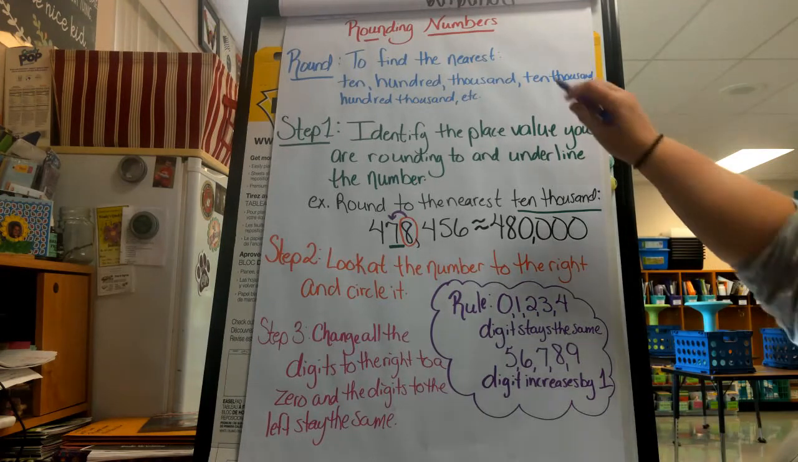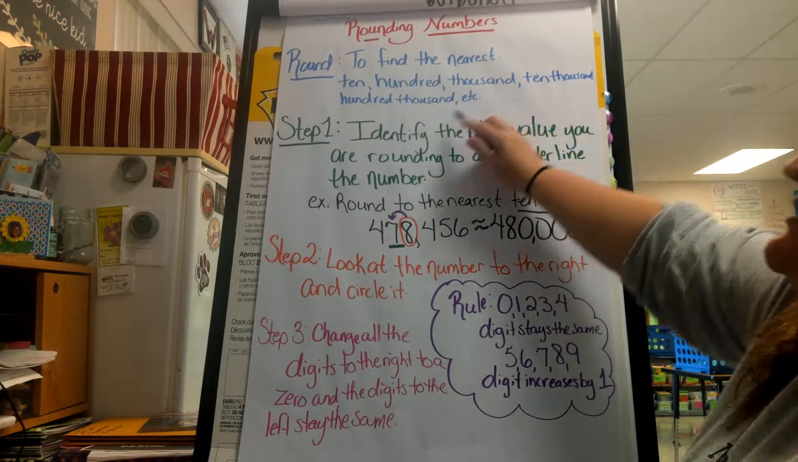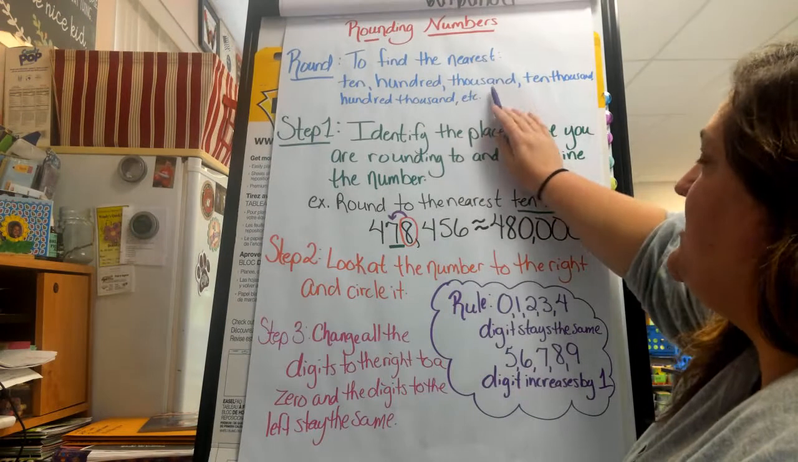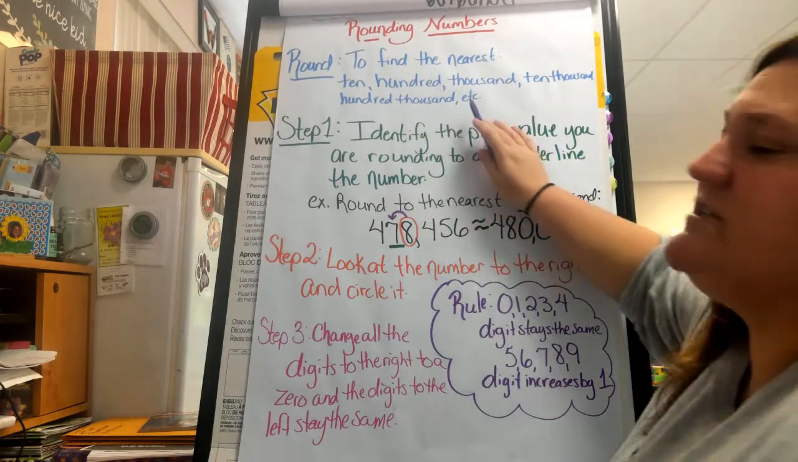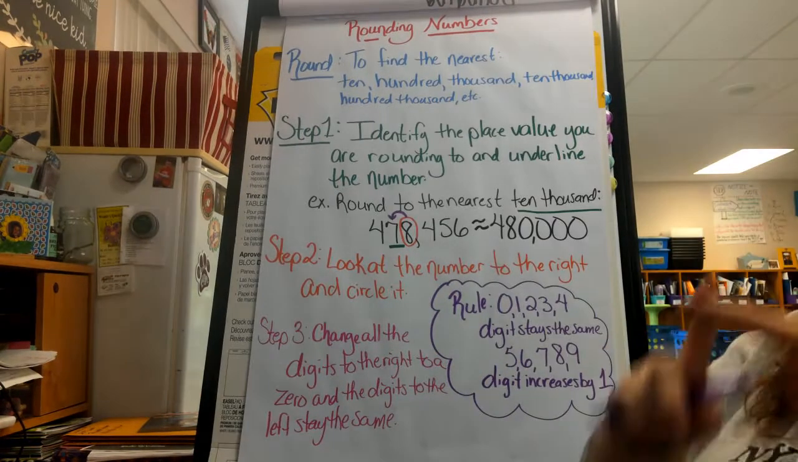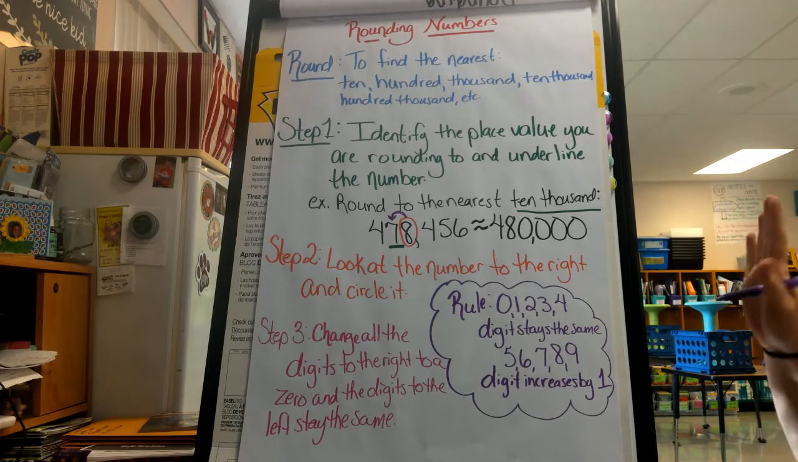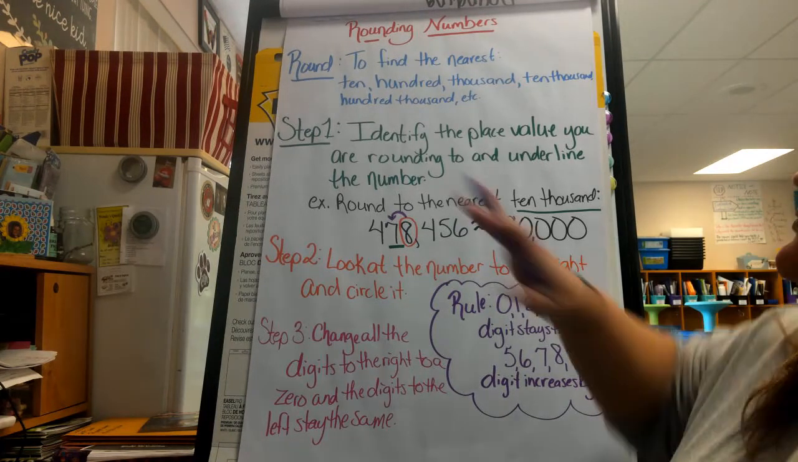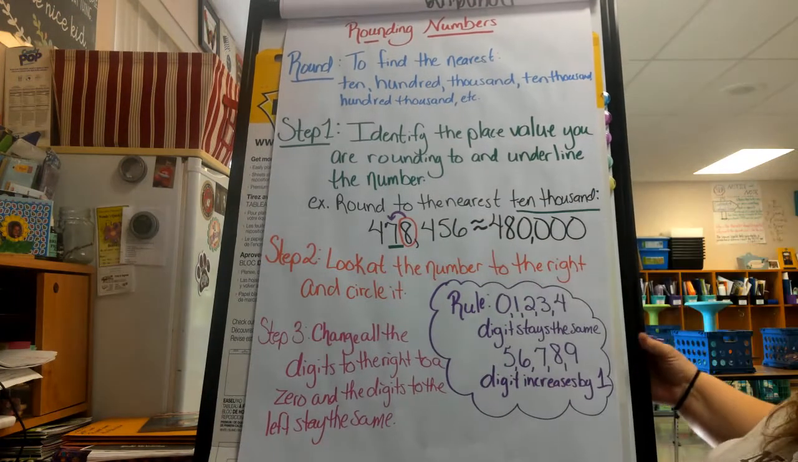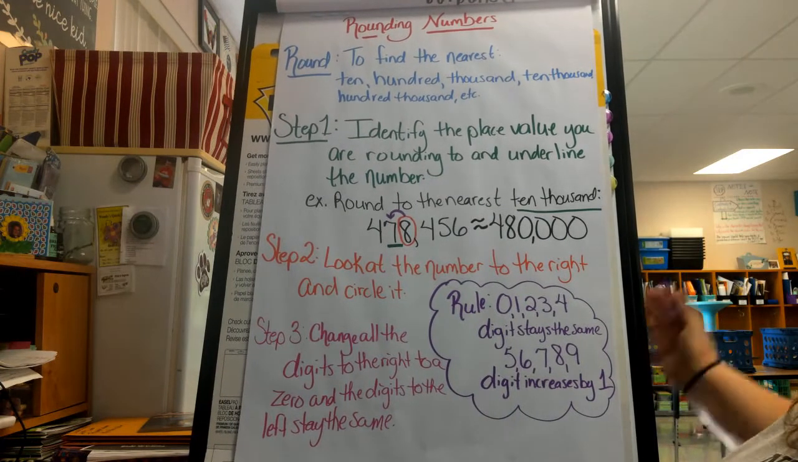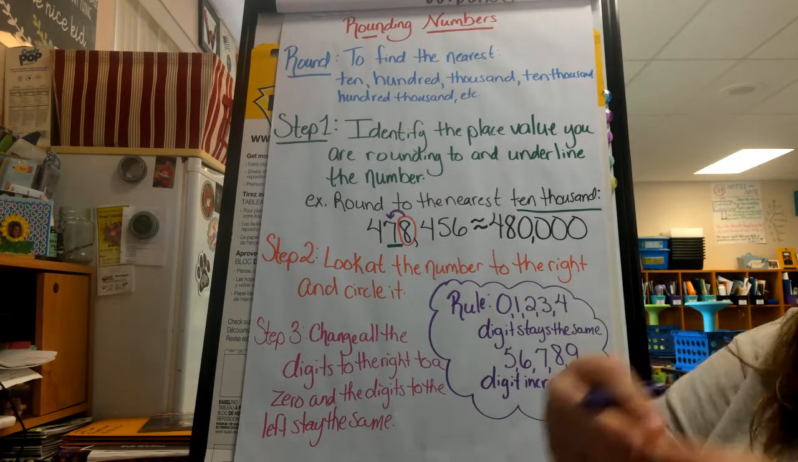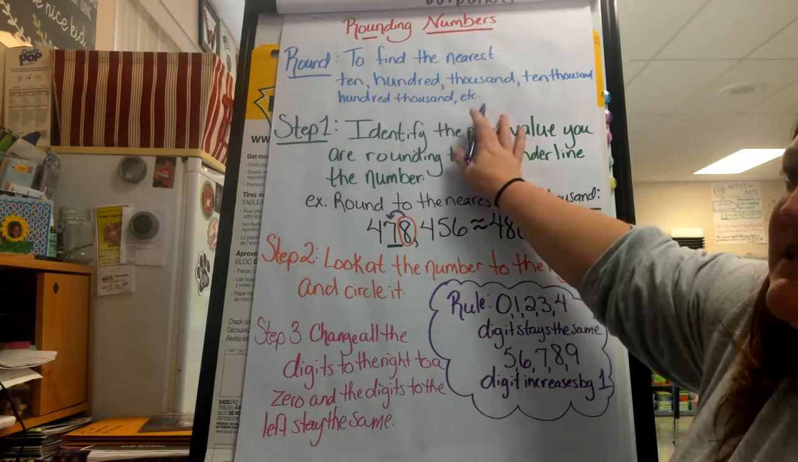So our definition for rounding is to find the nearest 10, 100, 1,000, 10,000, 100,000, etc. We could go on, right? We could do millions, 10 millions, 100 millions, billions, 10 billions, 100 billions. We could go on and on and on. For our purposes, we're pretty much only going to go up to the 100,000s place in fourth grade. But when we round, we're finding to the nearest one of these place values.